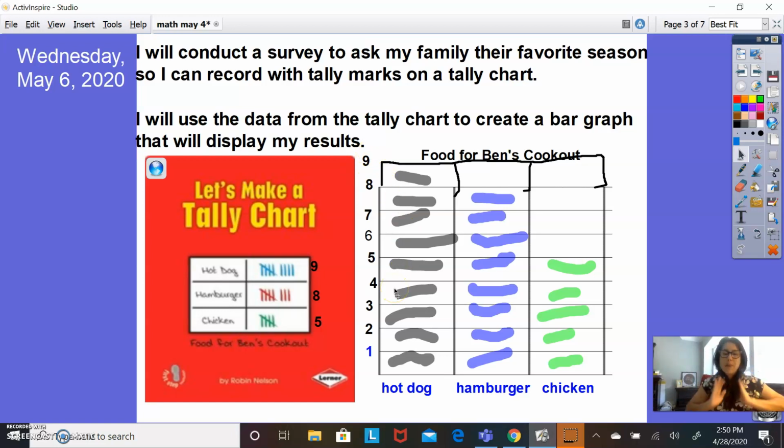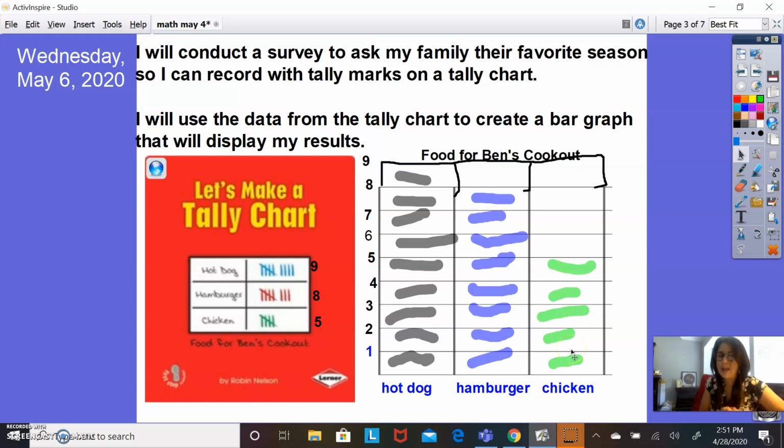Then we just take the information from our tally chart and we enter it into our bar graph. So here hot dogs was 9, so we marked all the way up until we got to 9. Hamburgers was 8, so we marked all the way to 8. And then chicken was 5, and we went all the way up to 5. That's 1, 2, 3, 4, 5. We can then take this bar graph and we can easily tell, because this column is the tallest, that most people wanted hot dogs, and we can also tell really quickly that the least amount of people wanted chicken.